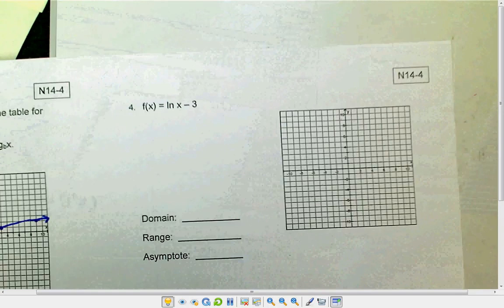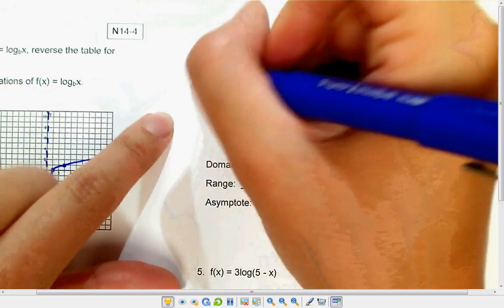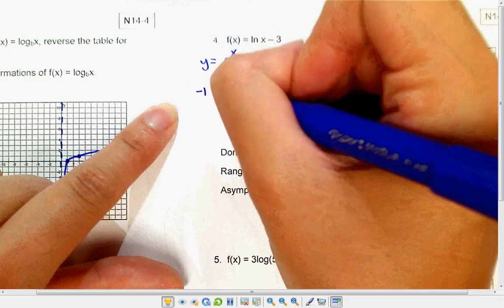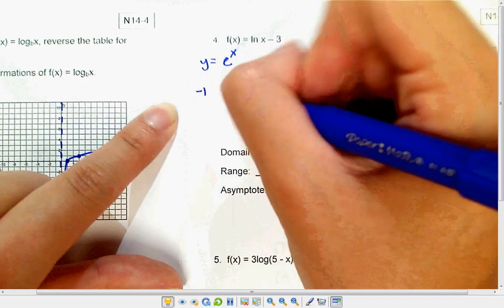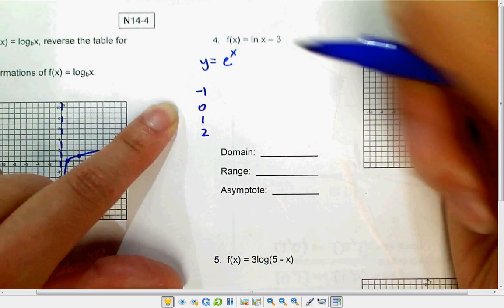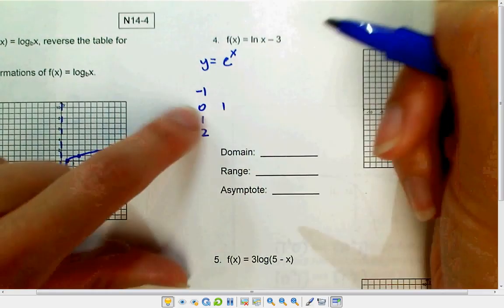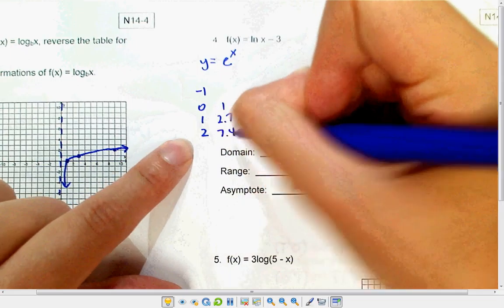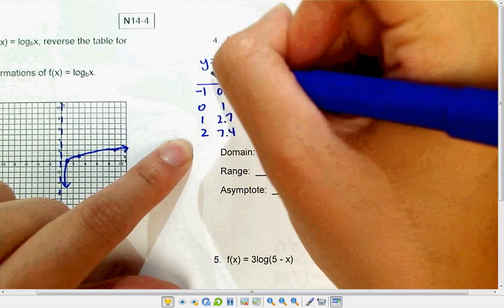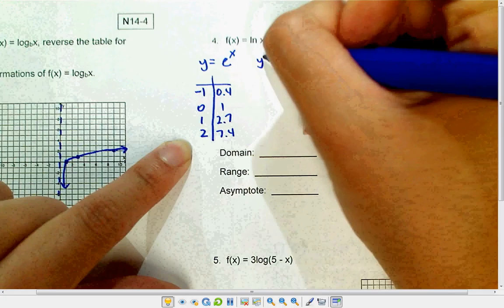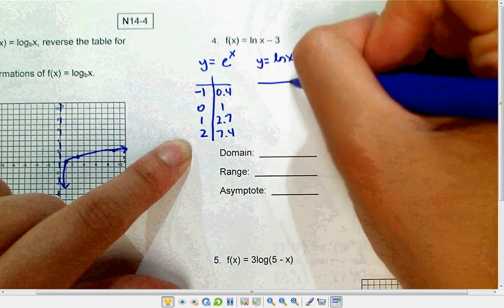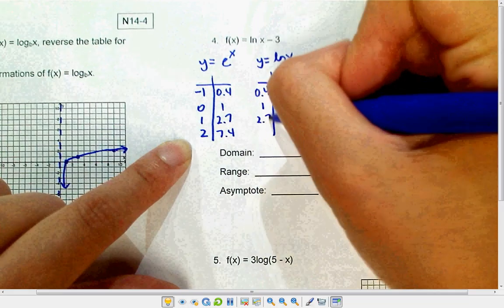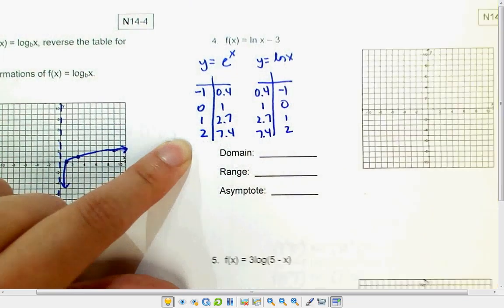So for number 4, because this is ln, I know that this is a base of e. So I'm going to start off with my -1, 0, 1, 2, parent function for e. So it's always 1 next to 0. Next to 1 this time for e is 2.7. This is 7.4, and this is 0.4. So to find my parent function for ln, I'm now going to switch all of them. 1, 0, 2.71, 7.42. This is my parent function.